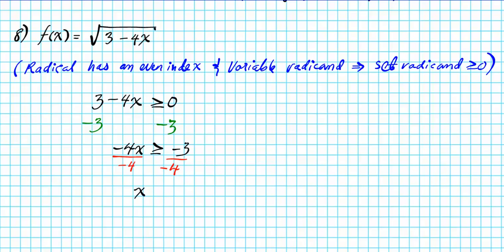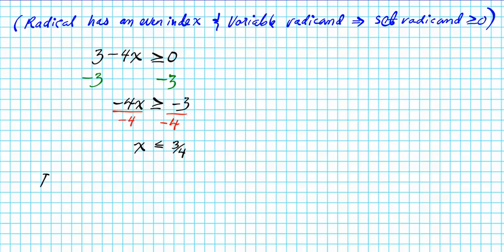Remember what we talked about earlier? What do you do anytime you divide by a negative? You reverse the orientation of your inequality, okay? So this becomes less than or equal to minus over minus, plus 3 over 4. That's your domain. All right, so let's write that down. Domain is x is less than or equal to 3 over 4 in inequality notation.